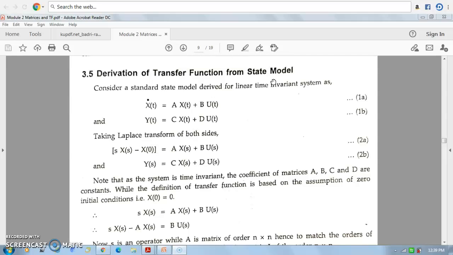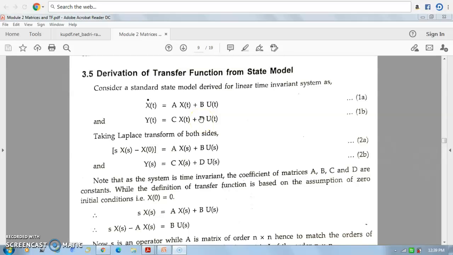State model means what? State equation and output equation collectively we call as state model. First is the state equation, x dot is equal to Ax plus Bu, and the output equation, y is equal to Cx plus Du. These two equations we call as state model.